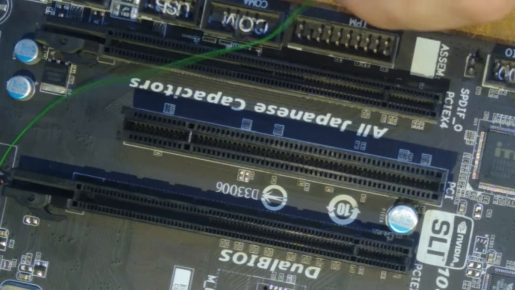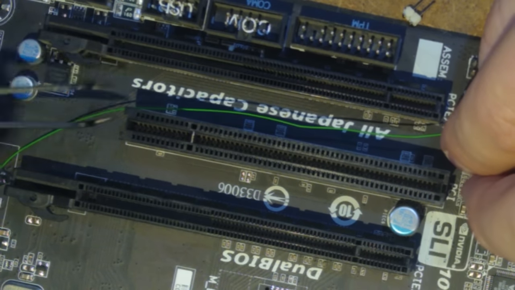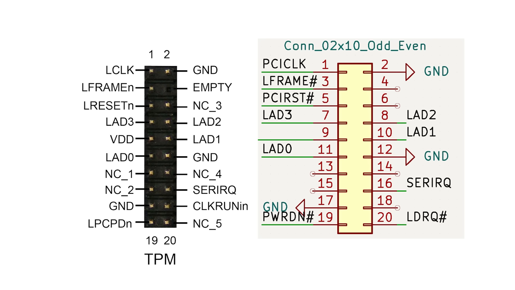The procedure will vary massively between motherboards, but just as an example, I'll show you what I had to do on a couple of my motherboards. This Foxconn one was actually pretty easy. The pinout was nearly identical to the disappointment, but it was missing the LDRQ signal on pin 20.